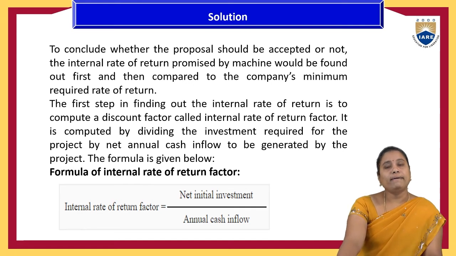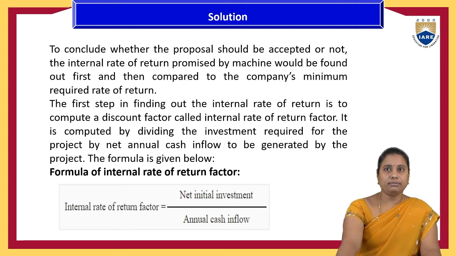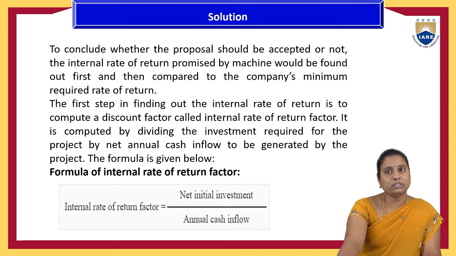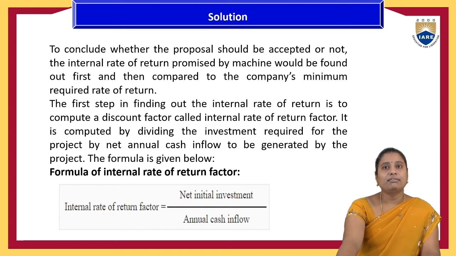So for this one, this is another method to calculate the IRR. To conclude whether the proposal should be accepted or not, the internal rate of return promised by the machine would be found first, and then we'll compare it with the company's minimum required rate of return. The first step is finding out the internal rate of return by computing a discount factor called the internal rate of return factor.